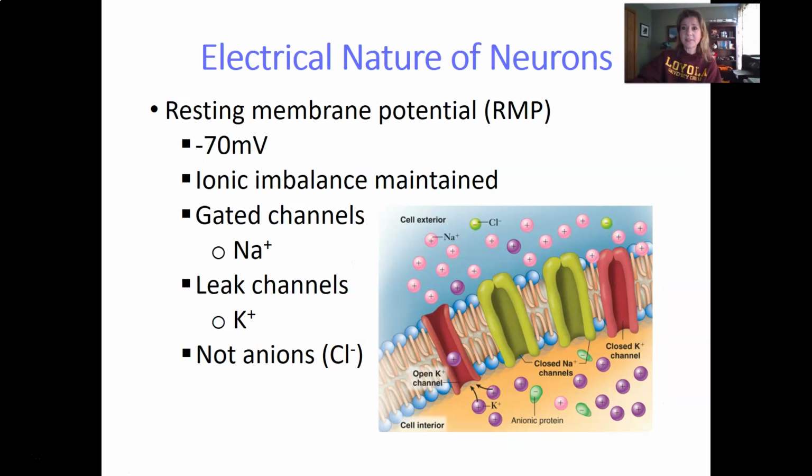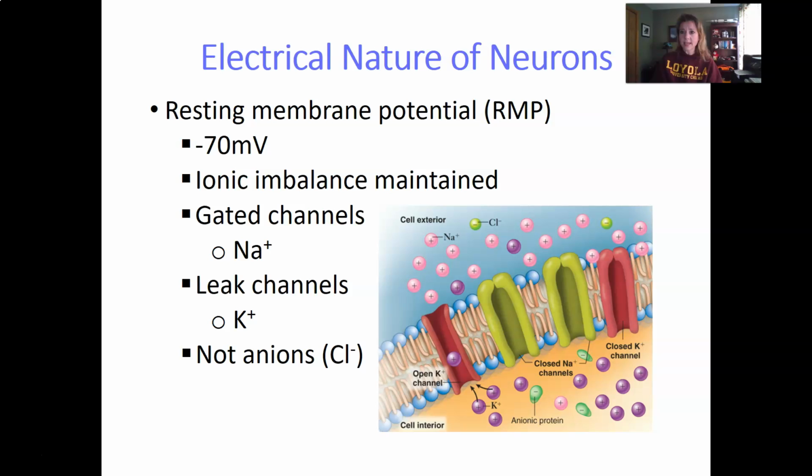Negative 70 millivolts is something that we call the RMP, or the resting membrane potential. So when a neuron is not in an excitable state, when it is just resting, we have a resting membrane potential of negative 70 millivolts. So the difference in charge between the inside and the outside is 70, and the negative sign tells us that our intracellular fluid is negatively charged.